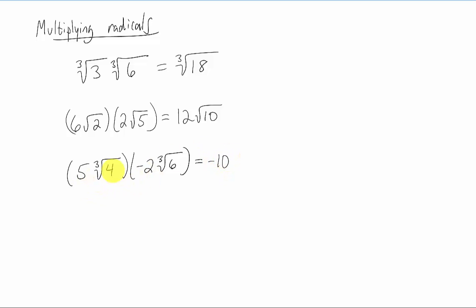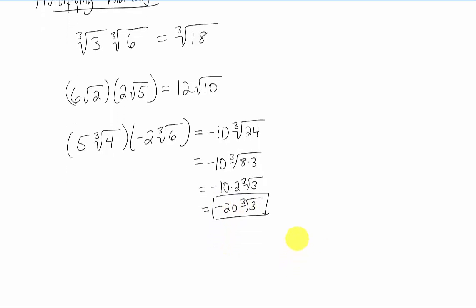These roots have the same index of 3, so we can multiply the 4 and the 6 to get 24. This can be reduced. 24 can be written as 8 times 3, and 8 is a perfect cube. The cube root of 8 is just 2. The cube root of 3 can't be reduced, but then we can multiply the 10 and the 2 together. You end up getting negative 20 cubed roots of 3. Okay, let's do one more example and then we'll end the video.